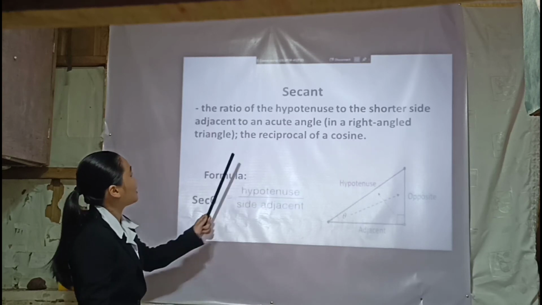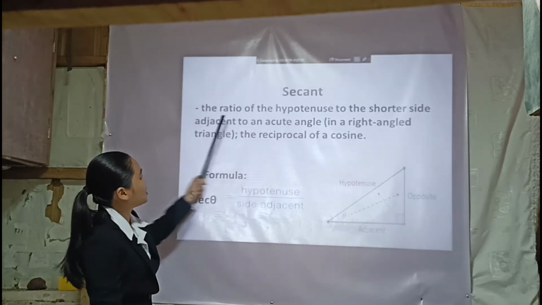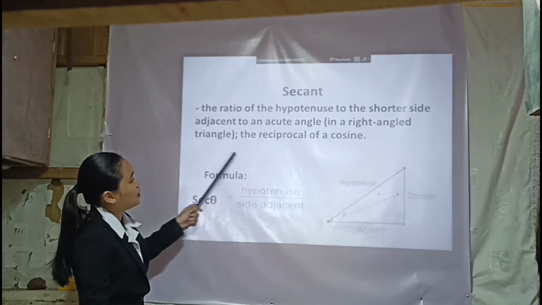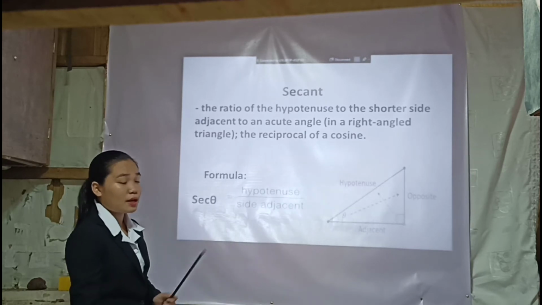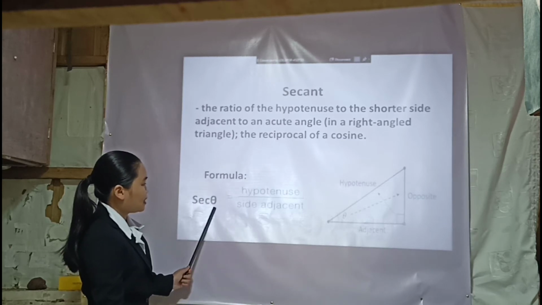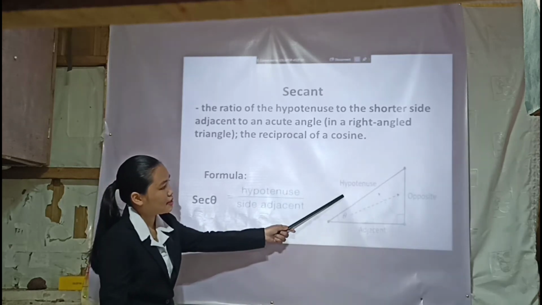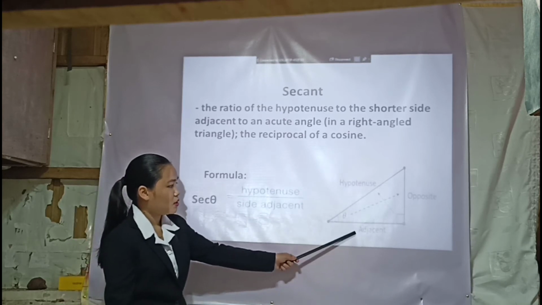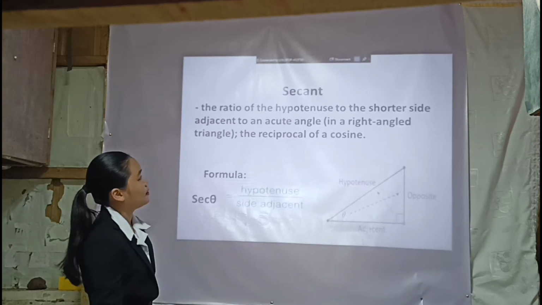Next, secant. Secant is the ratio of the hypotenuse to the shorter side adjacent to an acute angle in a right-angled triangle, the reciprocal of cosine. So, secant is the reciprocal of cosine. So, the formula of secant is secant theta equals hypotenuse or the longest side of a right triangle over or divided by the adjacent, which is nearest to the angle.